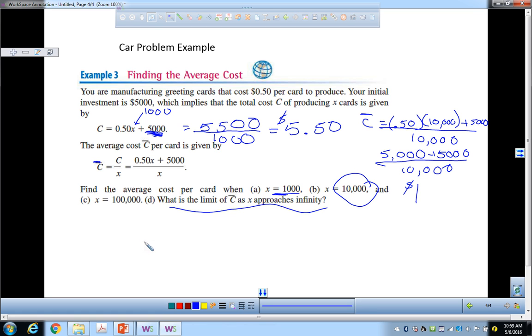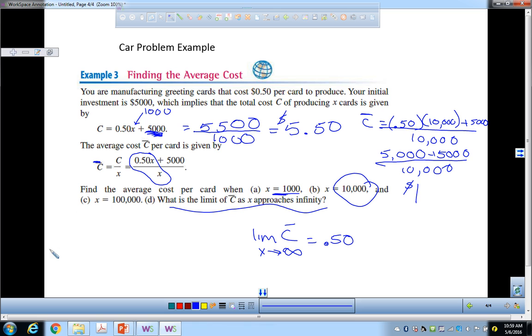What did you say? 0.5, why? That's right. Very good, because the degree of these two terms is the same, so I compare their coefficients. If I plug in a huge number in here, my limit of C bar as x goes to infinity is going to be equal to 0.5. So eventually my cost, if I produce a whole bunch, is only going to be 50 cents. So if I'm charging 52 cents per card, I'm going to make a profit.